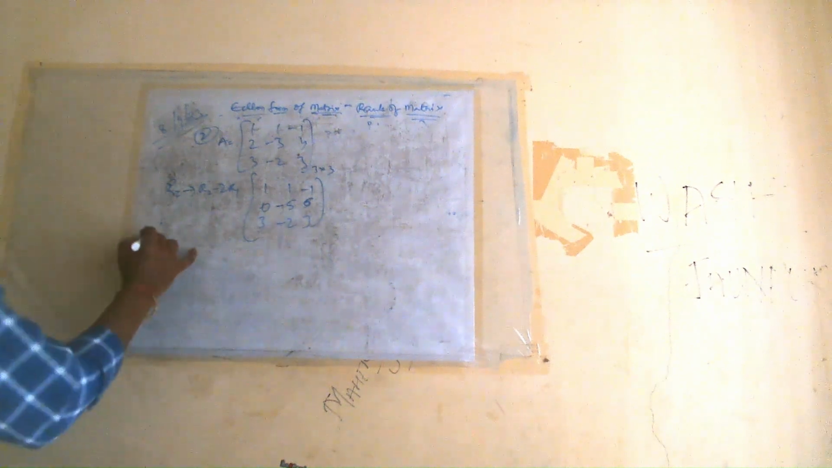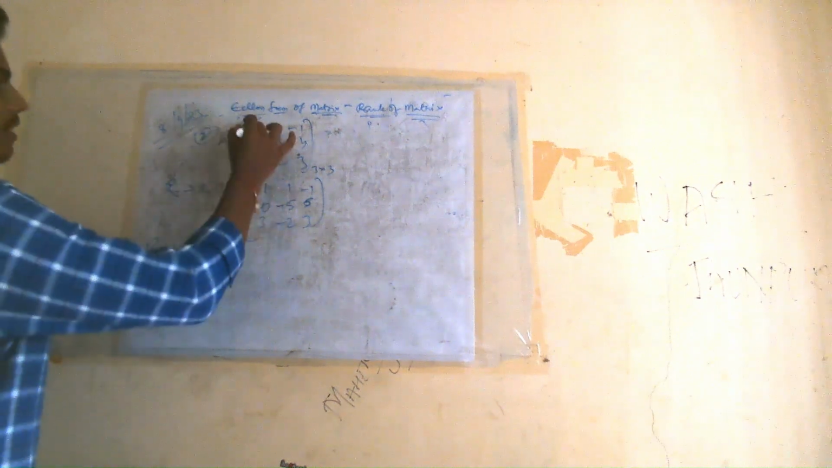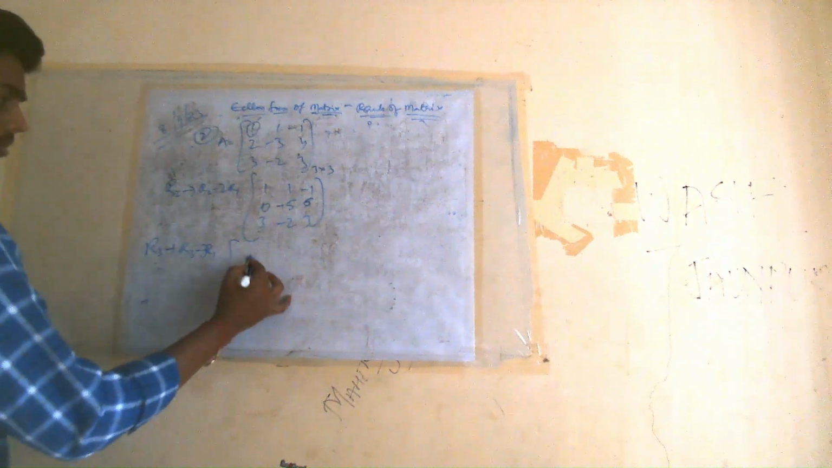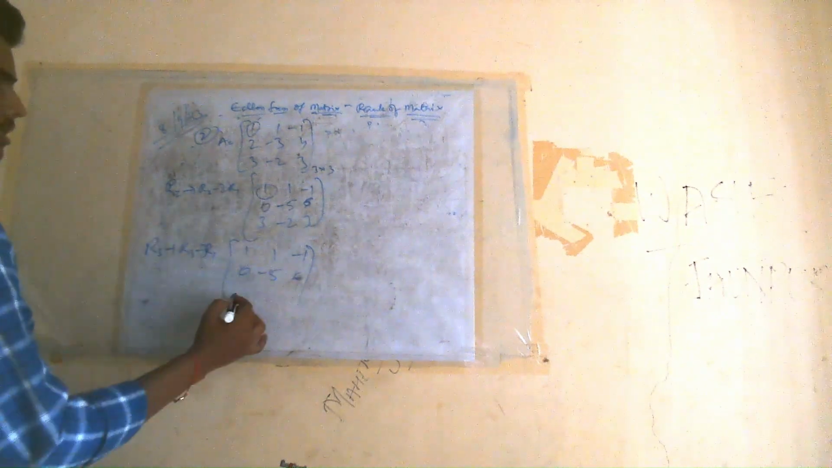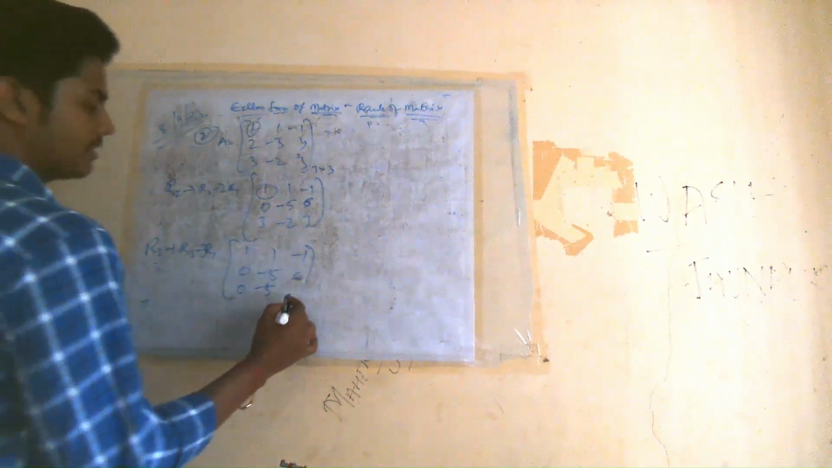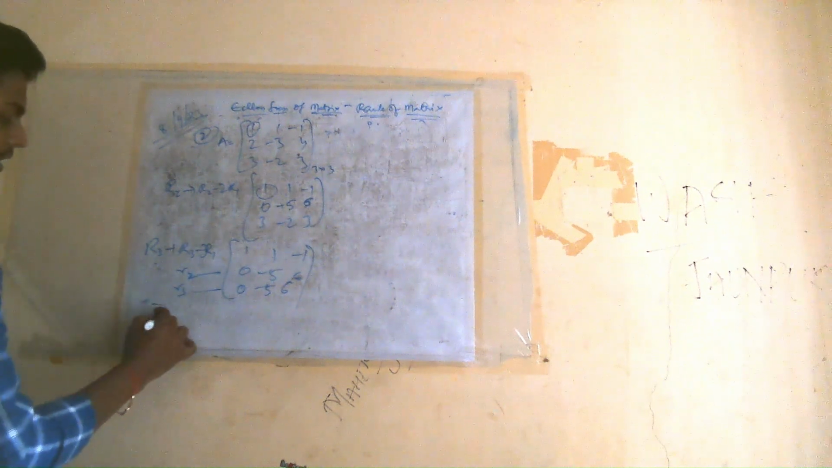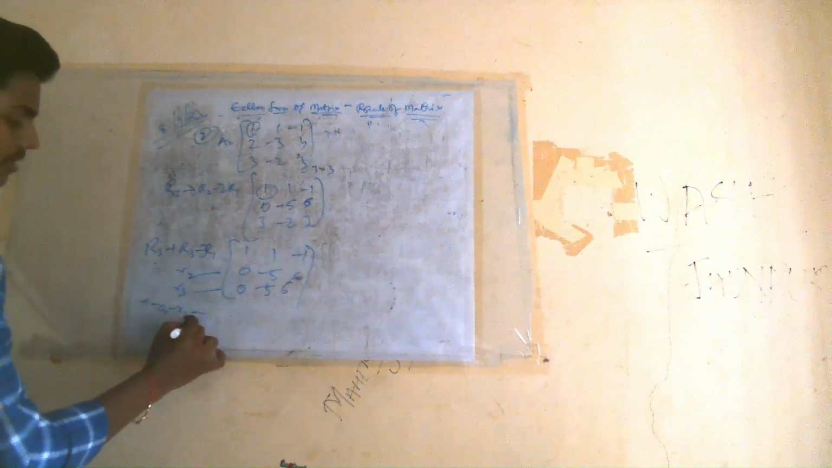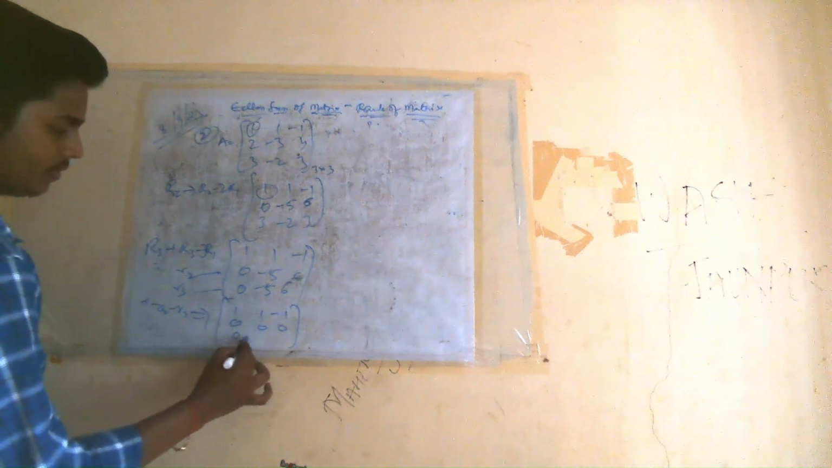And then R3 implies R3 minus 3 R1. With respect to this first term only, you do both the operations. So you get 1 1 minus 1, 0 minus 5, 6, this term. 3 minus 3 is 0, minus 2 minus 3 is minus 5, 3 plus 3 is 6. So you can observe R2 and R3 both are same. Either you can do R2 minus R3 or R3 minus R2, your wish. So 1, 1 minus 1, 0, 0, 0, 0 minus 5, 6.